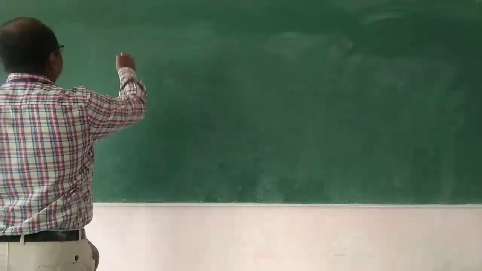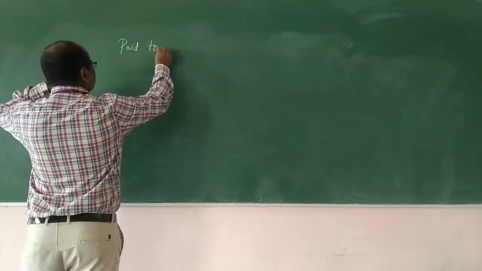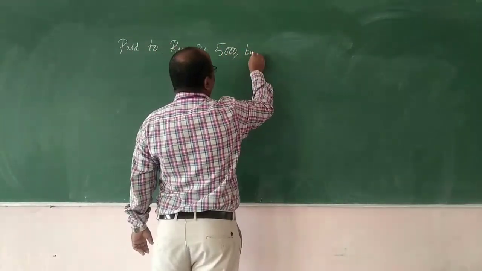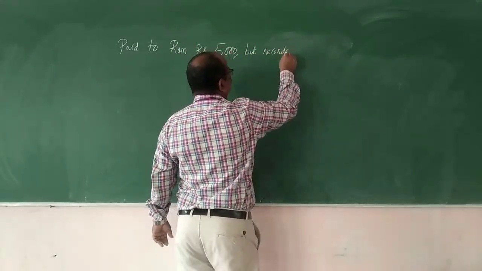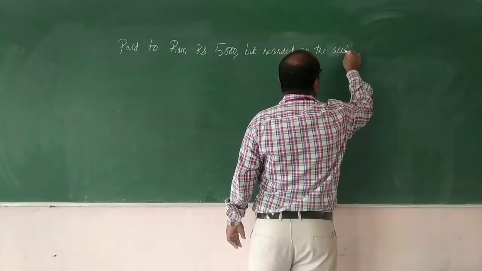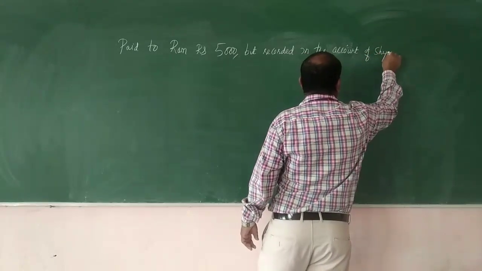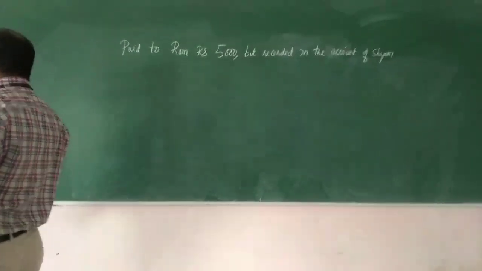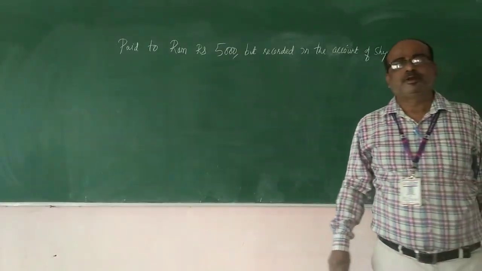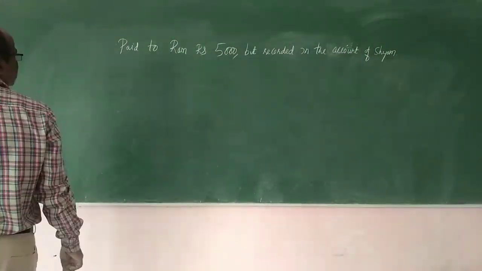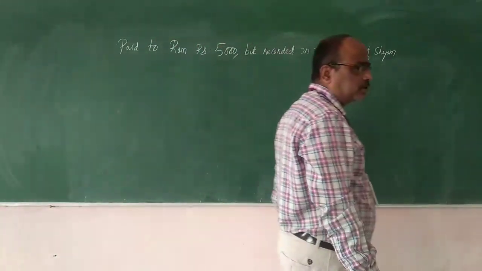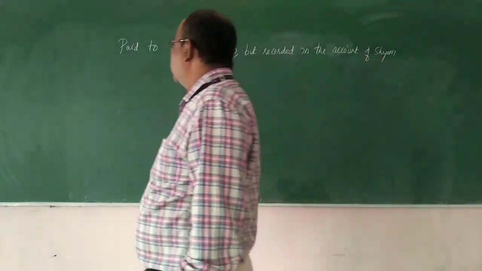Now we will see the transaction of a mistake: paid to Ram rupees 5,000, but recorded in the books of Shyam, in the account of Shyam. So you have paid rupees 5,000 to Ram, but you have recorded that in the books of whom? Shyam. So this is the mistake. Paid to Ram, but recorded in the account of Shyam, or you have debited the account of Shyam instead of Ram. Now first we will see what is the correct entry.